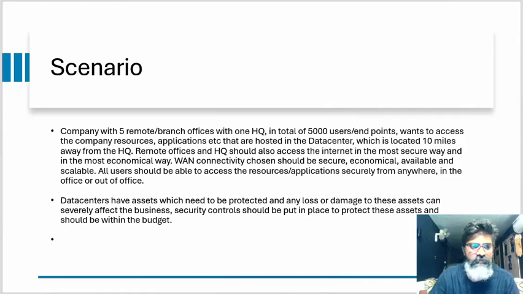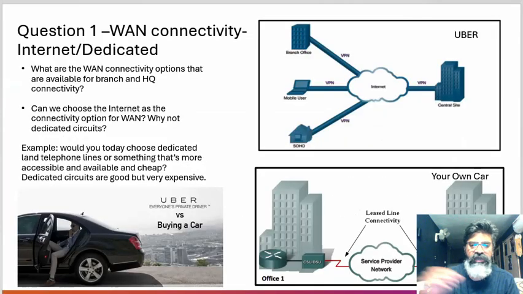Let's see this. Okay, so let's cover the first thing. Question 1. In order to come up with a solution for that scenario: WAN connectivity, internet versus dedicated. What are the WAN connectivity options that are available for branch and HQ connectivity? So in simple terms, can we choose internet as the connectivity option for the WAN? Why not dedicated, right? I've just given two examples. Would you today choose dedicated LAN telephone lines, or something that's more accessible, available and cheap, like mobile, right?